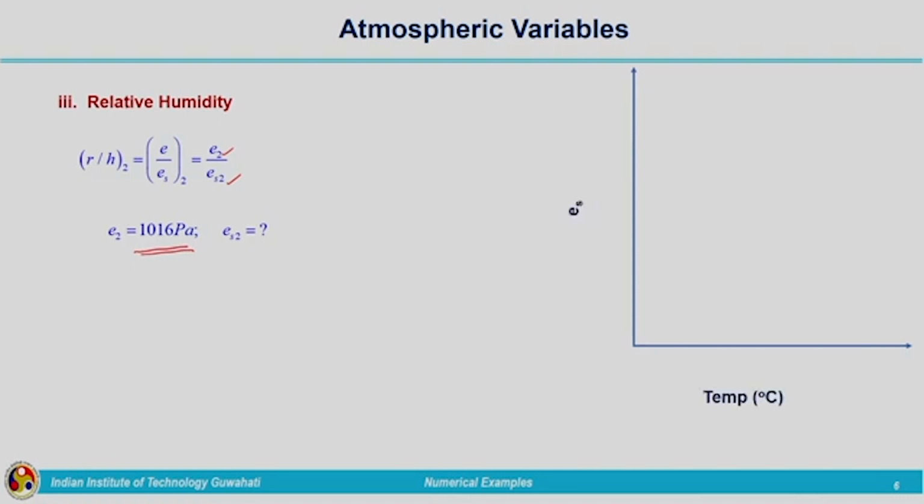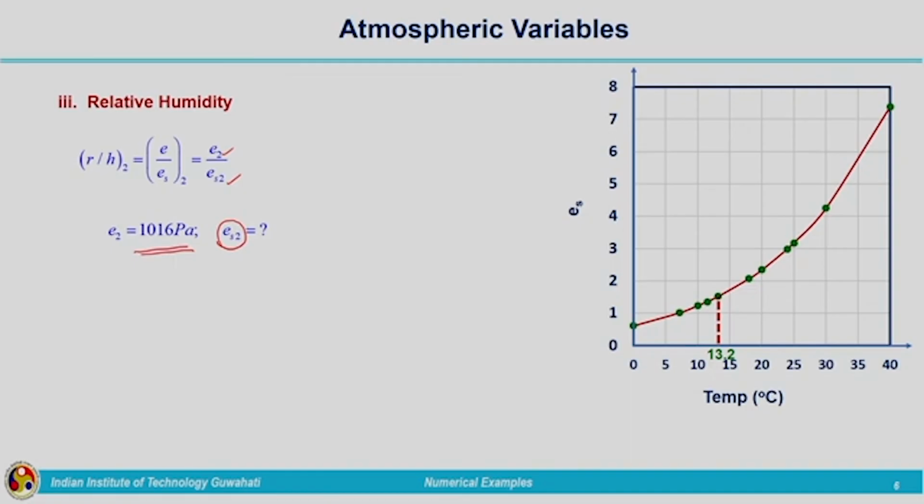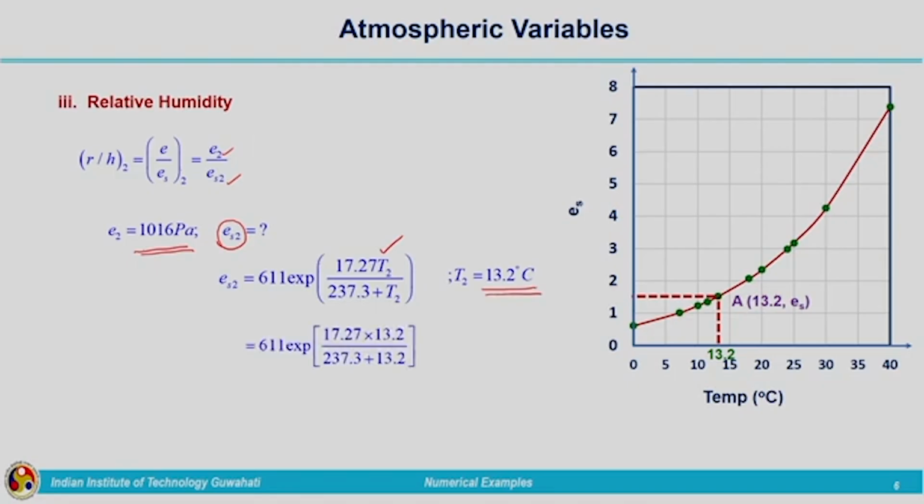Same curve we will be using, the Es versus temperature curve. In this we need to calculate the saturation vapor pressure corresponding to a temperature of 13.2 degrees Celsius. Our temperature at the level of 1200 meters is 13.2. Corresponding to that, what will be the saturation vapor pressure? Es can be calculated by using the exponential relationship. Here we will be substituting T2, because corresponding to the temperature T2, the saturation vapor pressure is what we need now. So, Es2 is calculated: T2 is 13.2 degrees Celsius, we substitute here and we get the value corresponding to Es2. You can calculate it, it will come out to be 1518 Pascals. So, now we have the value corresponding to E2 and Es2.